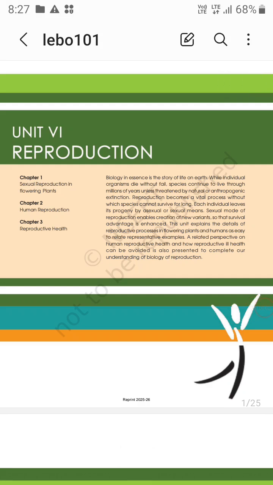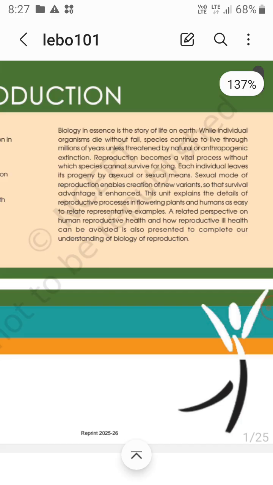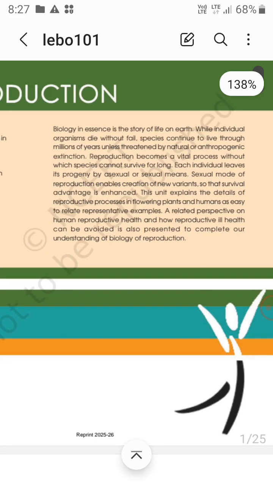So, unit 6: Reproduction. We are going to study 3 chapters in this unit: sexual reproduction in flowering plants, human reproduction, and reproductive health. Now, what is the introduction given in the unit? Biology is in essence the story of life on earth.